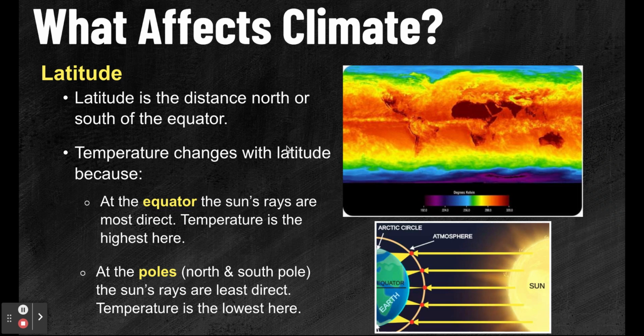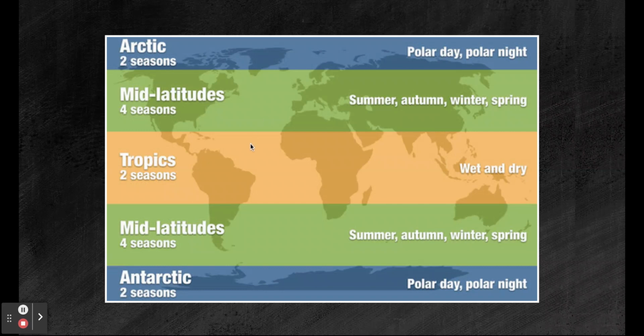So the latitude will affect the climate, and you can see the effect that latitude has by looking at these zones. So here near the equator, this is called the tropics, and there's really only two seasons in these areas. There's the wet season and the dry season. And then at the poles, the North Pole and the South Pole, the temperatures are really, really cold. So these are the Arctic and the Antarctic. And again, there's really only two seasons in those areas. There's polar days and polar nights.